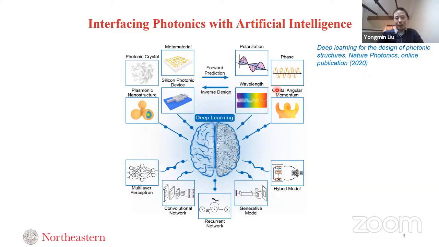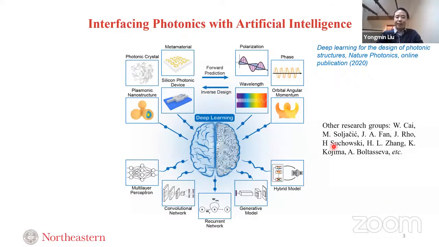Compared with the traditional physics-guided or rule-based numerical simulation or optimization, a deep learning model after training allows us to simultaneously carry out forward prediction and inverse design tasks with a speed orders of magnitude faster than the conventional approach. There has been a lot of exciting research ongoing, and quite a few groups are actively working in this area. Recently we published a review article on this topic in Nature Photonics. If you have interest, you are very welcome to check this paper.